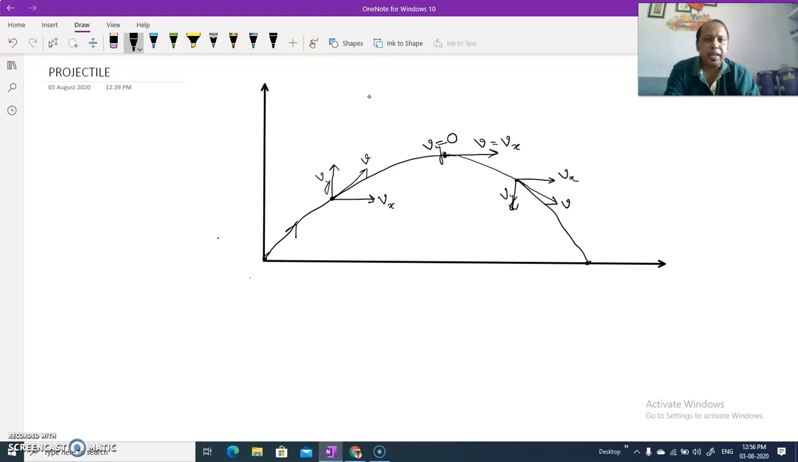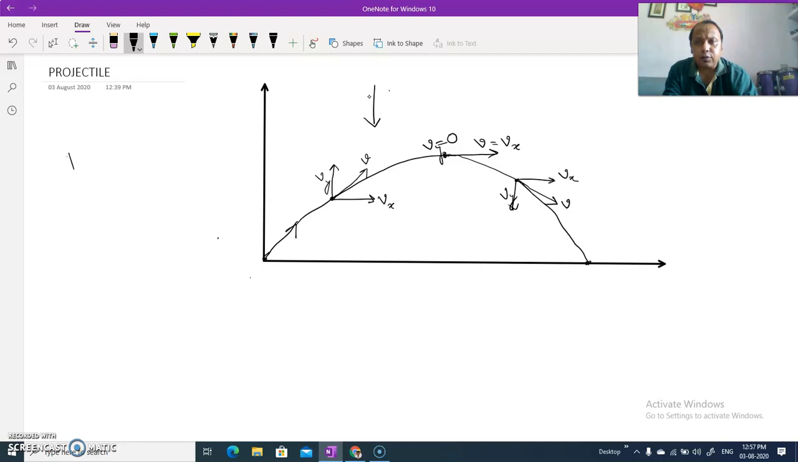Now you need to understand, as a definition for projectile, we can say that when a body is projected into space such that it moves under the effect of gravitational force only. I am repeating these two words, gravitational force only. It is under the effect of gravitational force. So when we are considering this kind of motion, we know that gravitational force always acts in the downward direction.